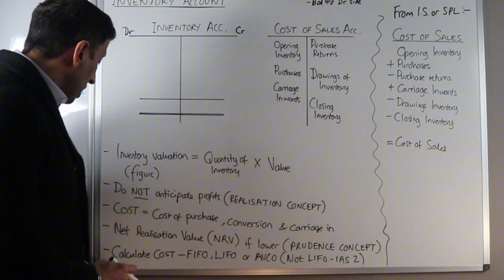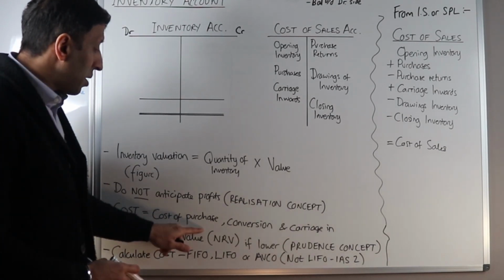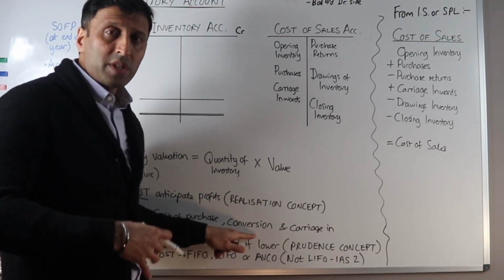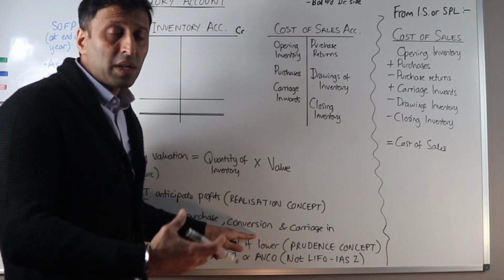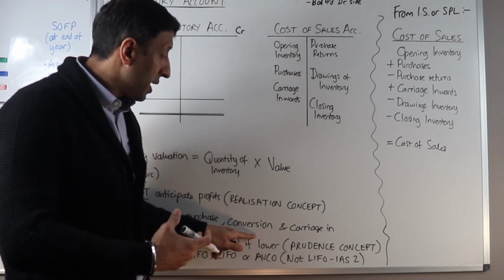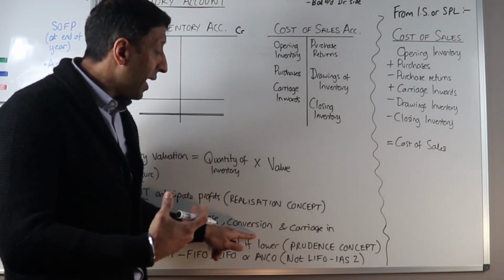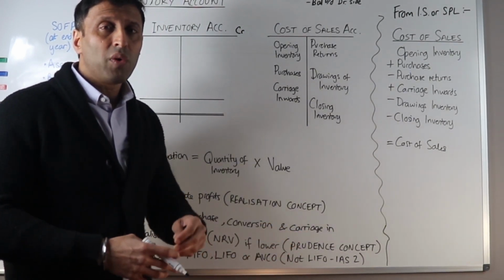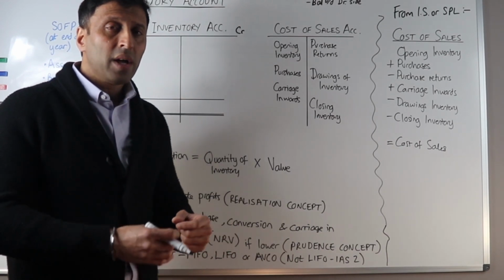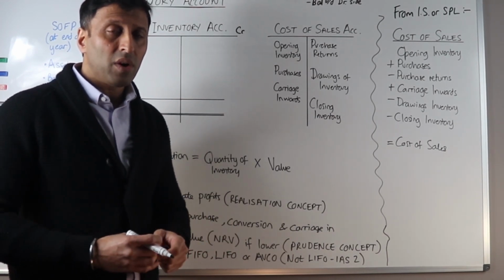Also, the cost of the inventory is the cost of the purchase, plus the cost of any conversion, which might require labor or materials. We might take inventory and do something to it, might be in a factory where we convert it, so we would add the cost of all that. And any carriage in, transport costs, would also be added in. For further details on all that, you're going to have to see my bigger video on inventory.